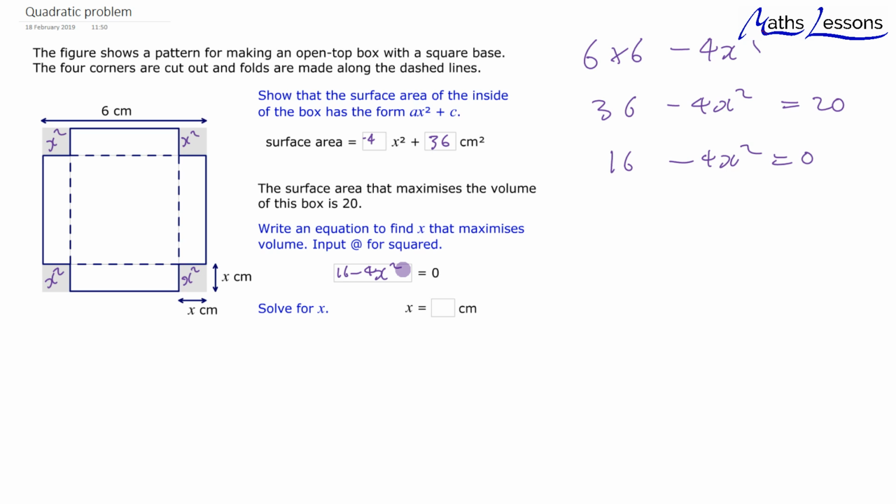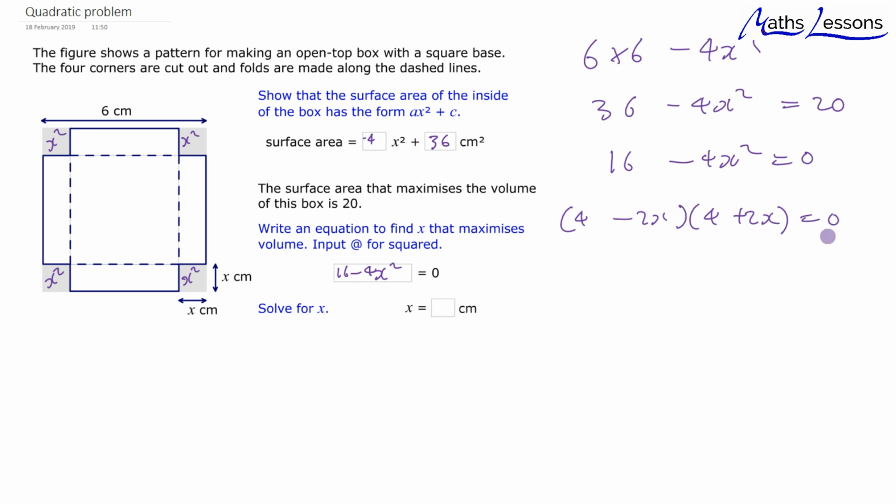And we can factorize this one. Now it's a difference of 2 squares. You've got something squared minus something squared. So to factorize, you get 4 as the square root of 16. Put that there and there. And then we've got minus 2x, plus 2x.